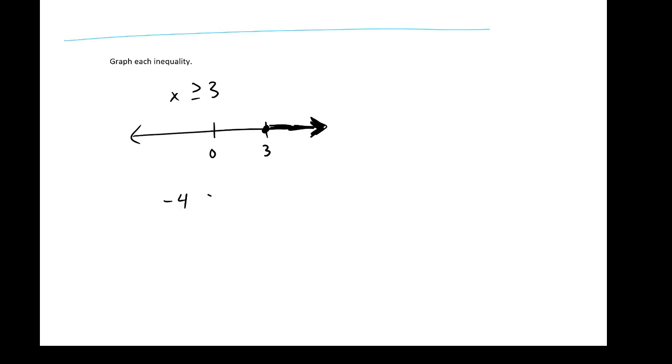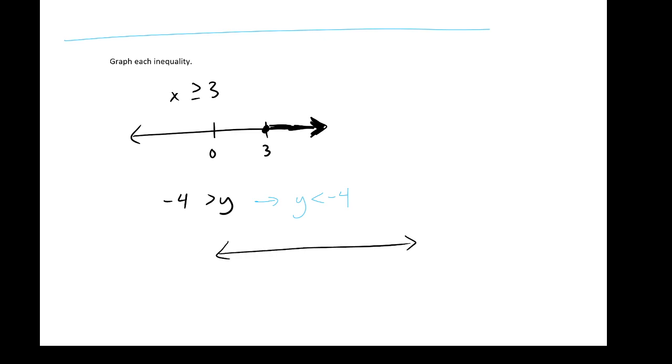Negative 4 greater than y. Now, again, what did I just mention? In order to use that trick with which way we're going to be shading, we need the variable to be written on the left. So let's rewrite this. Negative 4 greater than y. Well, if we put y on this side, remember, the symbol opens up to the negative 4, so we would actually have to flip over our symbol. And that's fine.